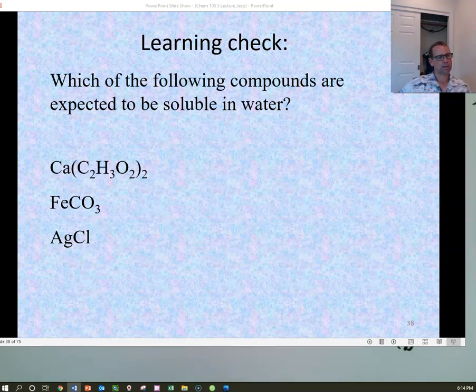Calcium acetate, very good. The acetate ion is always soluble. So calcium acetate is soluble. Good. What about iron 2 carbonate? Is that soluble? Oh wait, I guess I'm looking at the carbonate. That's CO3 2 minus, right?